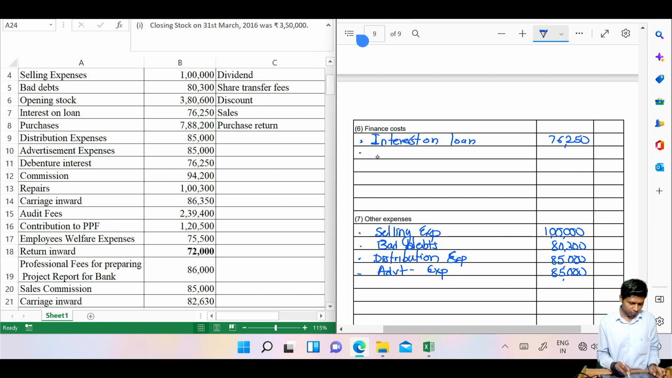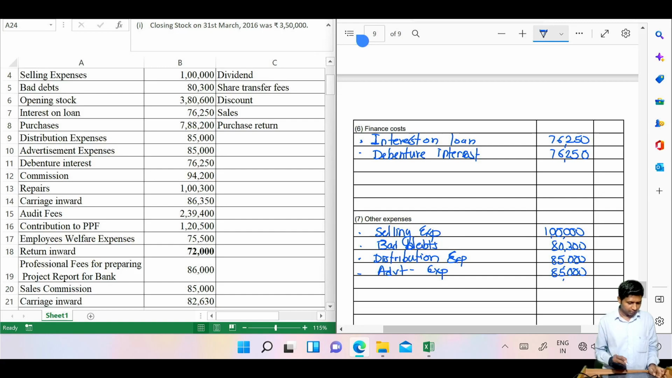Therefore my dear students, interest on loans, debenture, let's say debenture interest, same amount, 76,000 rupees. Let it go. Same amount is given. What is the problem?